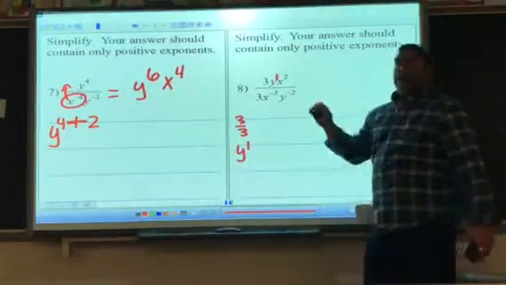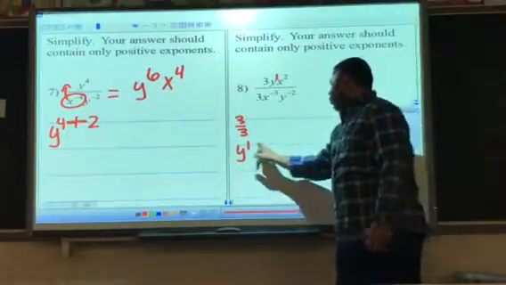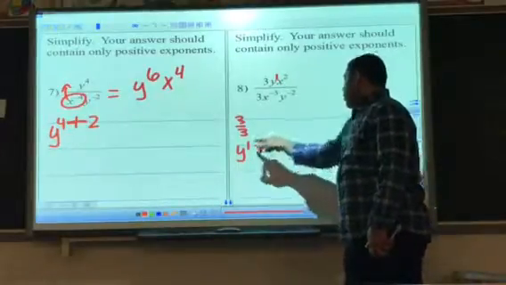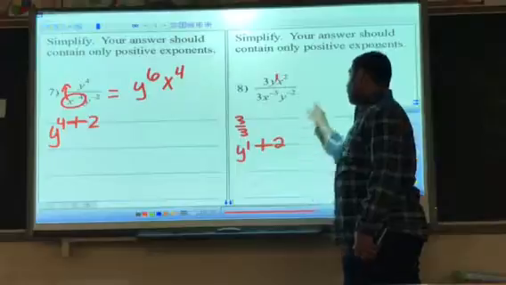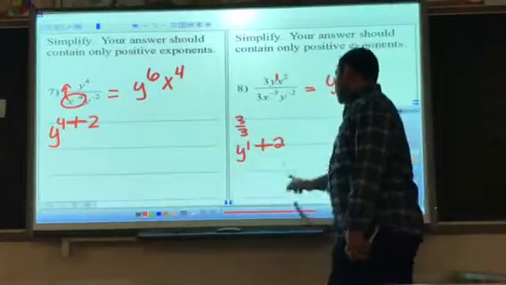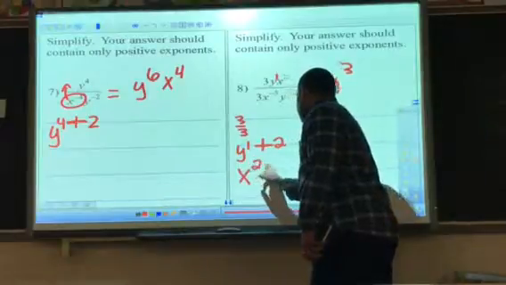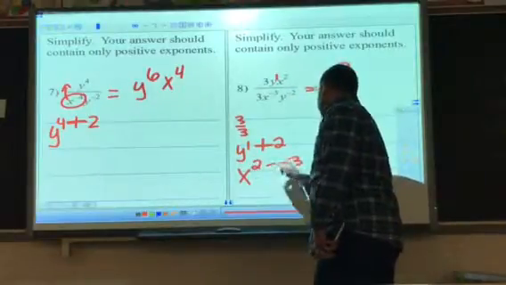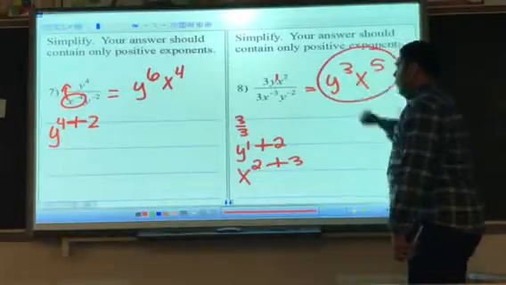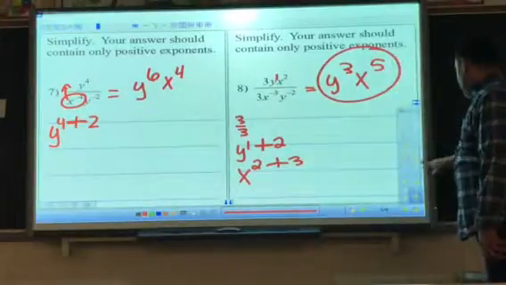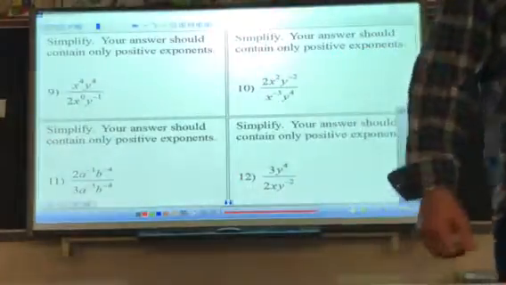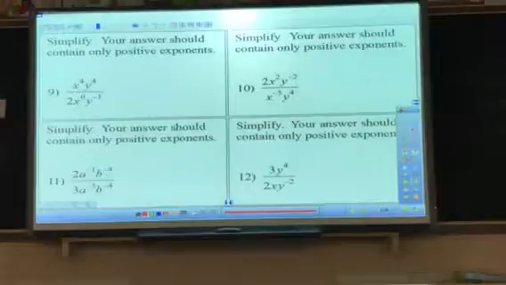Y's are divided, I need to subtract my exponents. So it's 1 minus negative 2. Well, minus a negative then turns to plus, so I'd have y to the third. With my x's that are being divided, I have 2 minus a negative 3. Minus a negative turns to plus. That ends up being x to the fifth. Okay? Now, again, I want you guys to pause the video, and I want you to do these 4 problems.